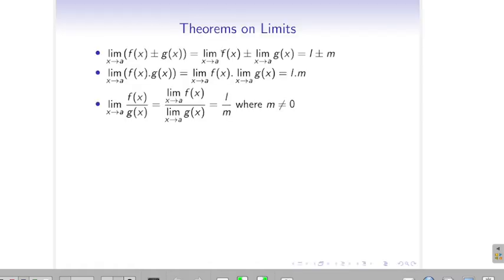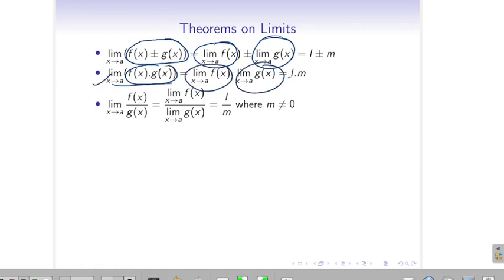Next, some algebraic theorems related to limits. If you have the limit of the sum of two functions or the difference of two functions, you will just separate the limits. Similarly, the same is the case in multiplication. For the multiplication of two functions, we can find the limits separately and then multiply them. Same is with division, but the denominator, as always, should not be equal to zero.